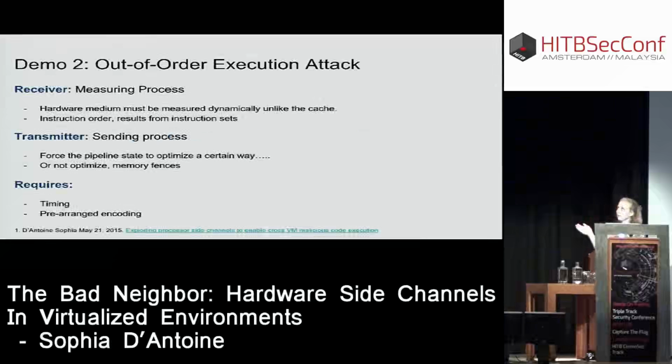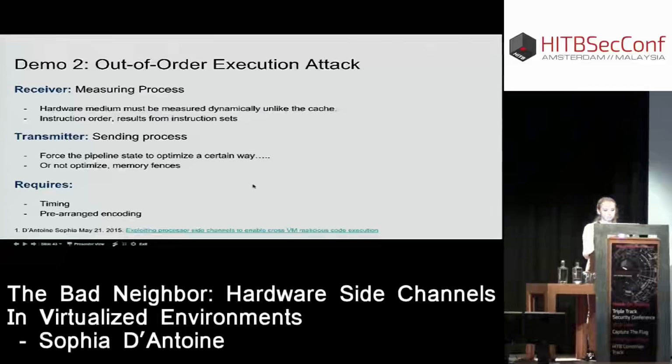So based on that, I can create a receiver which is measuring. It has these threads, and it's looking for these erroneous return values. Based on the quantity of those values it receives over a certain time frame, it can determine bits of meaning from that. The transmitter, on the other hand, has to be able to deterministically force the pipeline state to either optimize or not, so to either reorder my instructions to return incorrectly or not. And this requires that some sort of prearranged time is set.